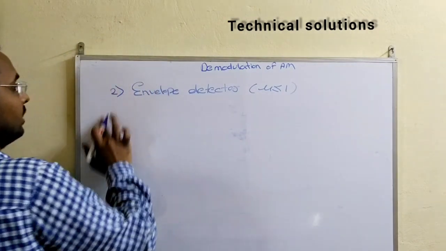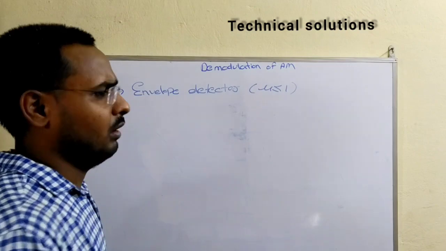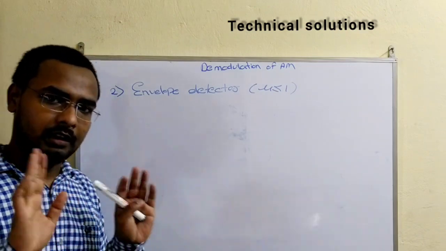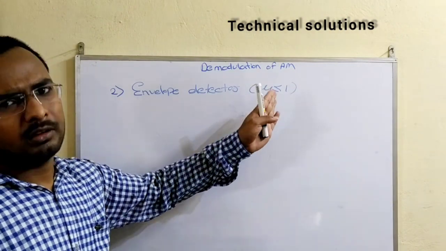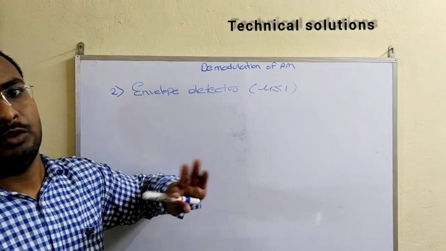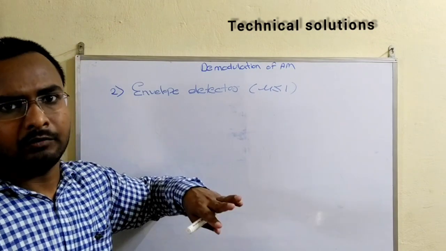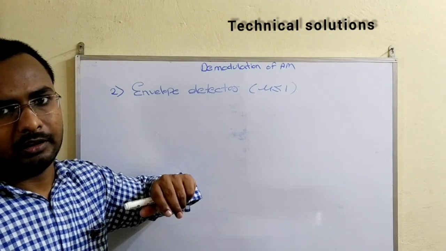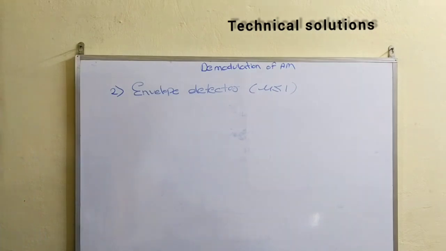Envelope detector is used when mu is less than or equal to 1. When mu is greater than 1... in 99.99% of cases mu is less than 1 also, and in some cases mu is equal to 1. There is a very rare chance that mu is greater than 1, and if there is, then we use the synchronous detector. But in a practical scenario, it is not possible. Okay.